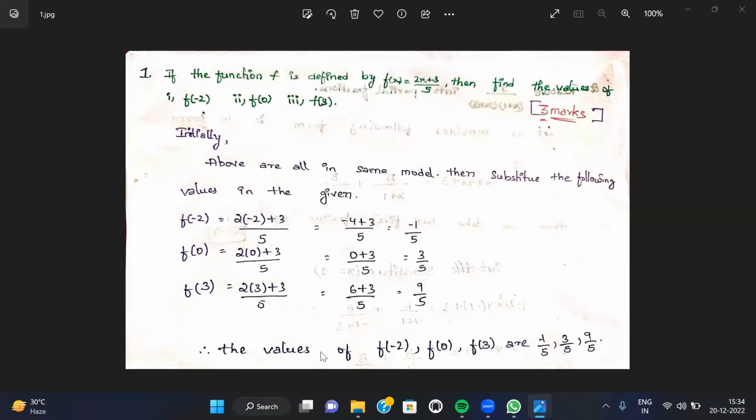So therefore the values of f of minus 2, f of 0 and f of 3 are minus 1 by 5, 3 by 5 and 9 by 5.